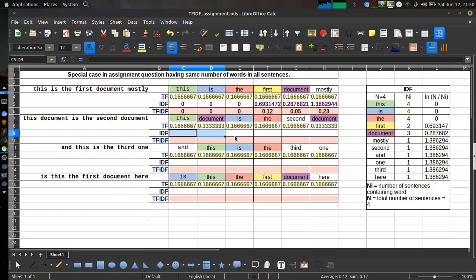So we just need to repeat the process for the second, third, and fourth sentence. So any doubt, guys? If there is any doubt, I will iterate for the second or third or any other sentence. Any doubt, guys?